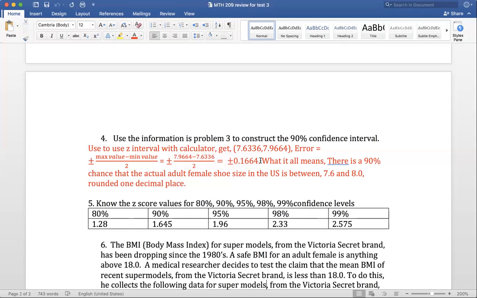What does this all mean? This means there's a 90% chance that the actual adult female shoe size in the US is between about 7.6, and I just rounded to the nearest decimal point, and 8.0.